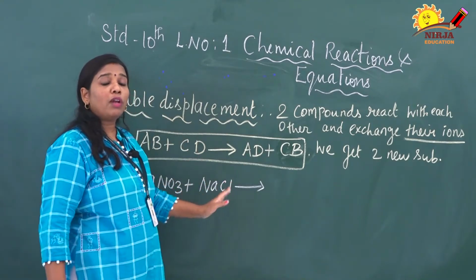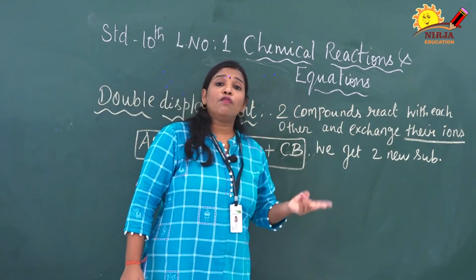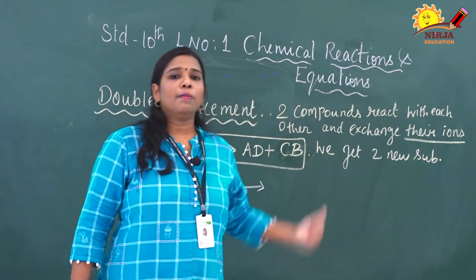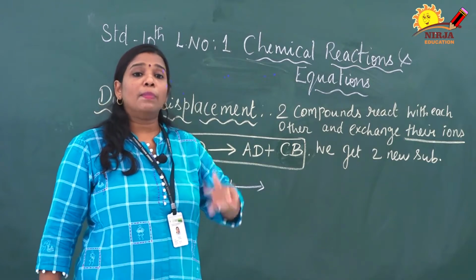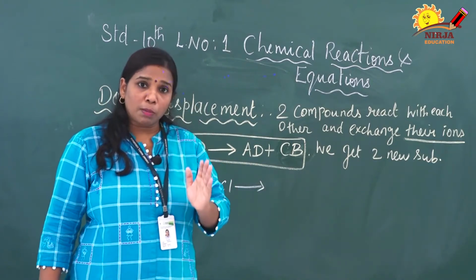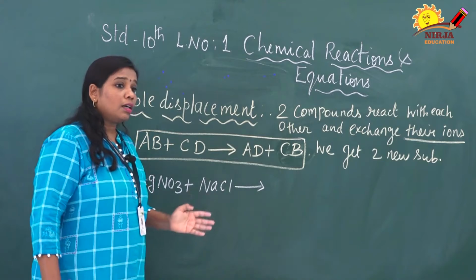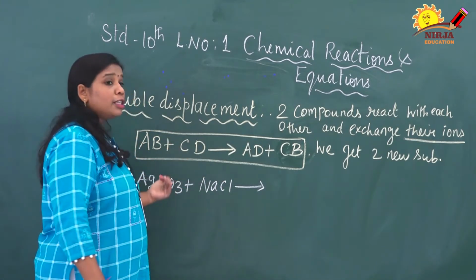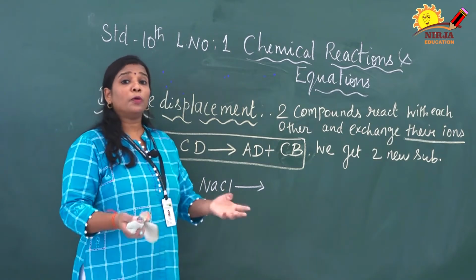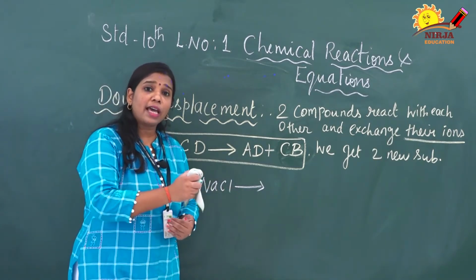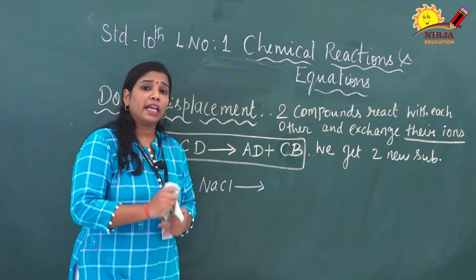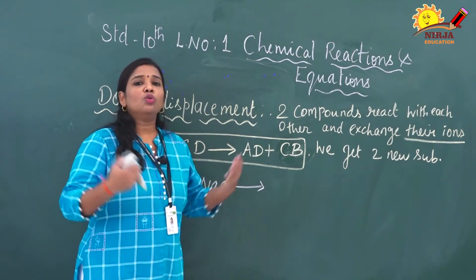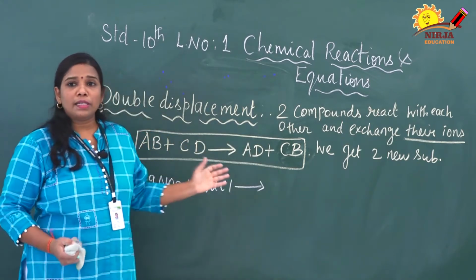Due to the exchange, what will happen? We get two new substances from this process. That is why it is called a double displacement. So, just keep it in your mind: single displacement occurs when a more reactive metal displaces a less reactive metal. But in double displacement, two compounds react and just exchange their positive and negative ions with each other and make two new compounds.